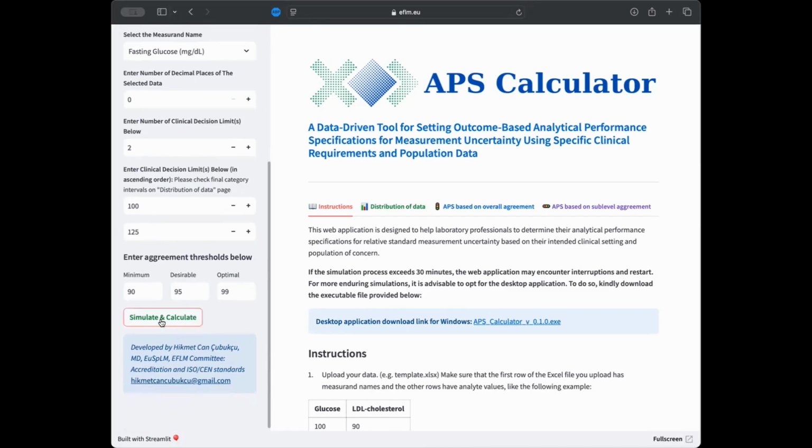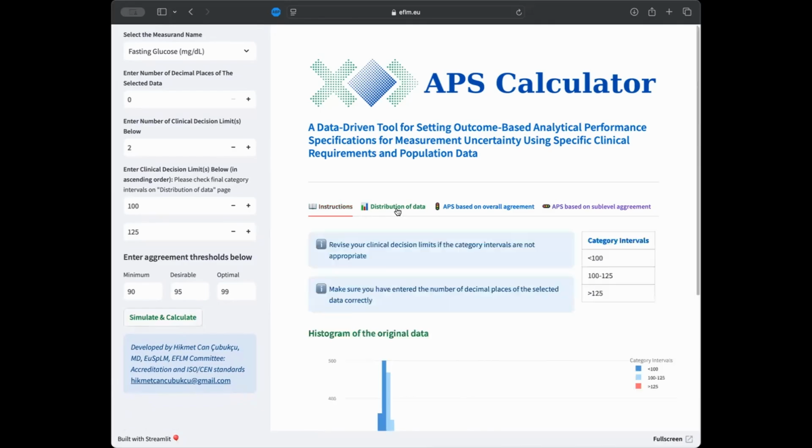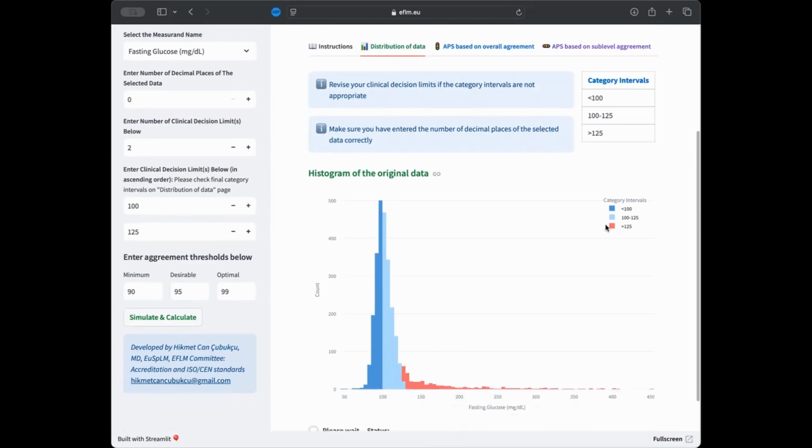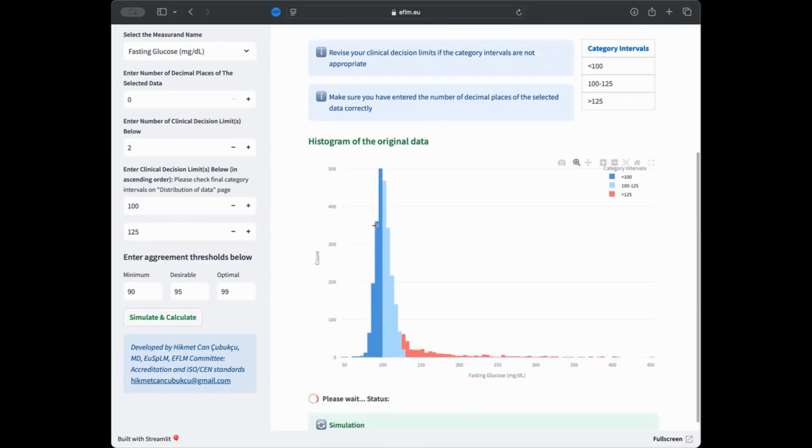Afterwards, I have to click on the Simulate and Calculate button, and it shows me the category intervals. You can just look at the category intervals and change your clinical decision limits right here. And also it shows me the histogram plot of my uploaded data. As you can see, there's a category higher than 125, which regards the diabetes category. And there's a pale blue category for pre-diabetes from 100 to 125 milligram per deciliter. And the remaining category is here, below 100.